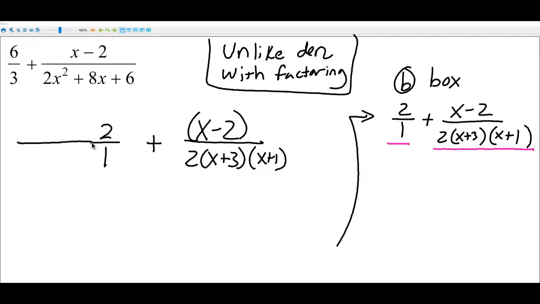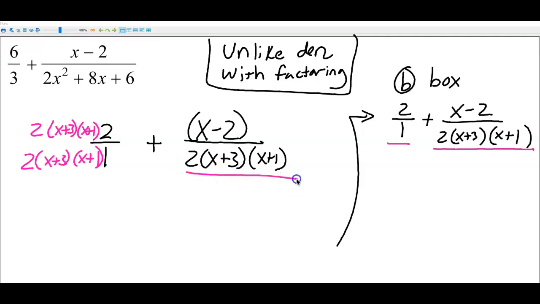All right, so what I'm going to do then is multiply the top and the bottom by everything. Whatever this side doesn't have, I need to put over there. So it's missing everything. It needs a 2. It needs an x plus 3. And it needs an x plus 1. Same thing up here. A 2, an x plus 3, and an x plus 1. Now they have a common denominator.